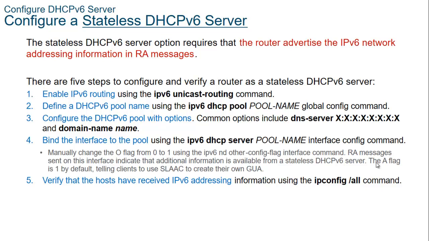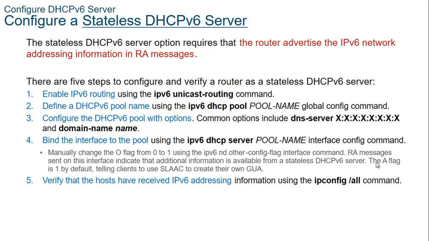Secondly, you have to define a DHCP version 6 pool name. Because you want to use this pool, the first thing you do is give the pool a name. After you have given the pool a name, you have to configure its options. Here, you might configure options such as the DNS server or the domain name.